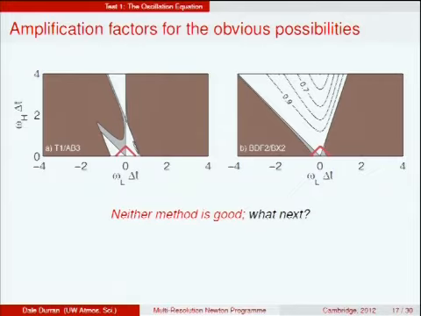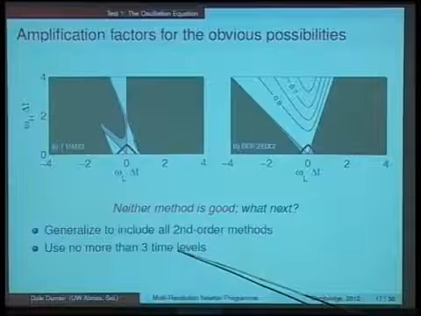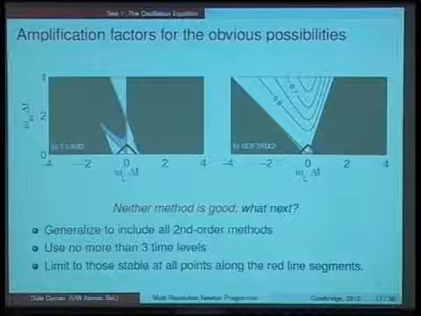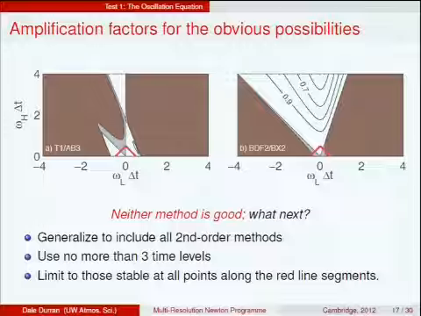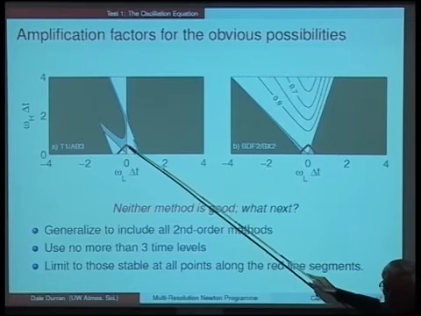What next? Okay, so let's generalize to look at the whole Adams family. Those of you who are old enough know the Adams family is a funny group of people, but generalize to include all second-order methods using no more than 3 time levels. And also, we're going to limit our choice to methods that are stable along these little red line segments. So that winds up doing a good job of catching obviously unsuitable methods.